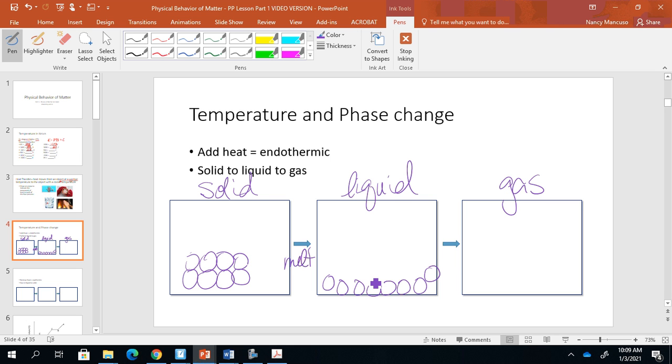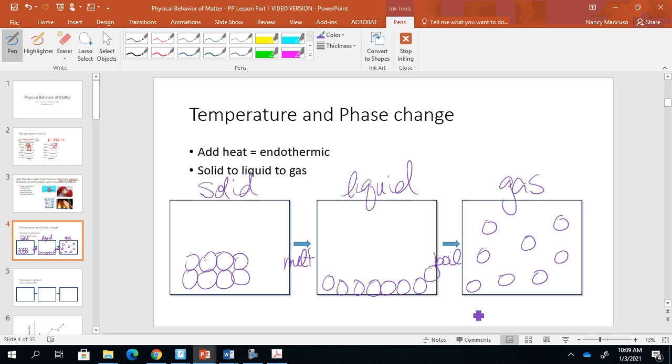And now if I have a gas, so what I'm doing to change it from a liquid to a gas is I'm boiling it. And now the molecules will all be separate. So I still need all 8. 1, 2, 3, 4, 5, 6, 7, 8. But this time they really spread out and they occupy the entire container.